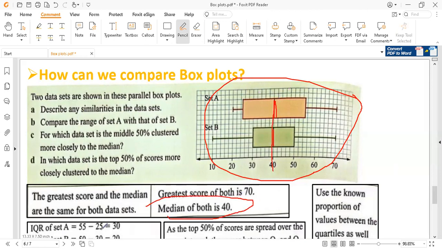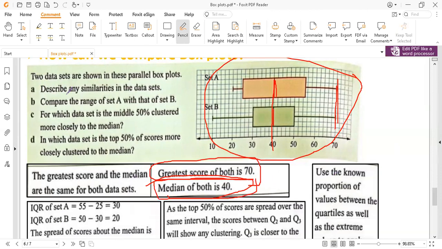So as similarities, we have, first of all, the greatest score and the median are the same for both data sets. Normally we have the median the same, and we have the highest extreme boundary, which we call the highest score, the same, 70. So the greatest score of both is 70, and for both the median is 40. In this way, we already described the similarities between the data sets.